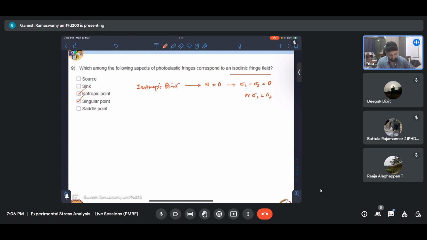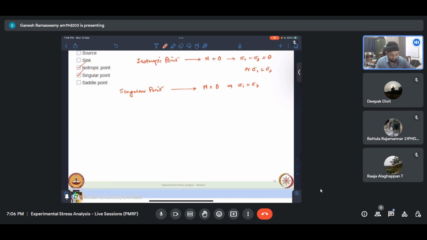Whereas if we have a singular point, by its very definition it is an isotropic point which sits on a free surface. This implies that n equal to 0, which implies sigma 1 equal to sigma 2. Now on a free surface, what is it that we know? On a free surface, we know it is traction free.